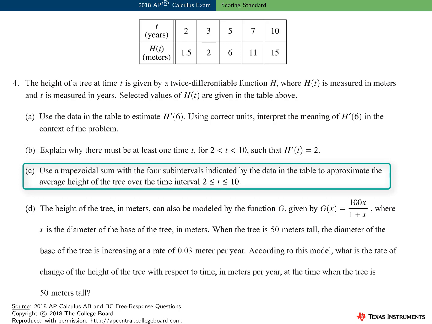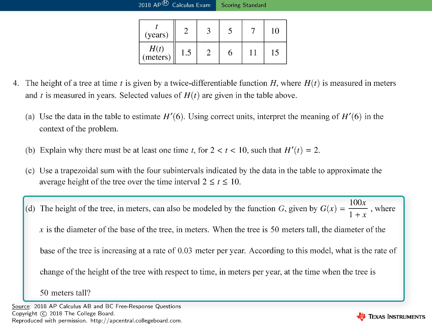In Part C, we need to use a trapezoidal sum to estimate the average height of the tree over the interval 2 to 10. And in Part D, a new function capital G is introduced, which models the height of the tree as a function of its diameter. The diameter of the tree is increasing at a rate of 0.03 meters per year when the tree is 50 meters tall. And we need to use this model to determine the change in height of the tree with respect to time when the tree is 50 meters tall.